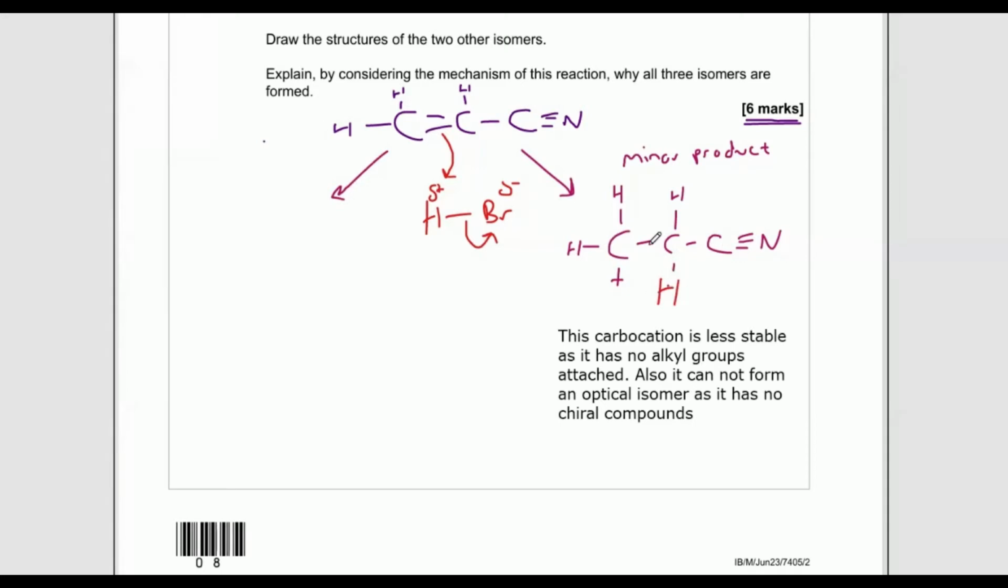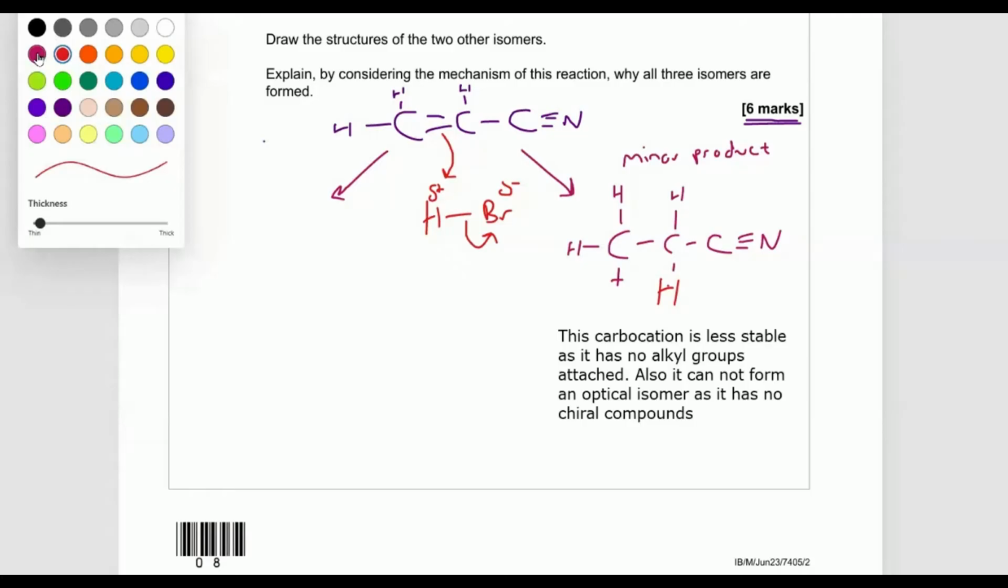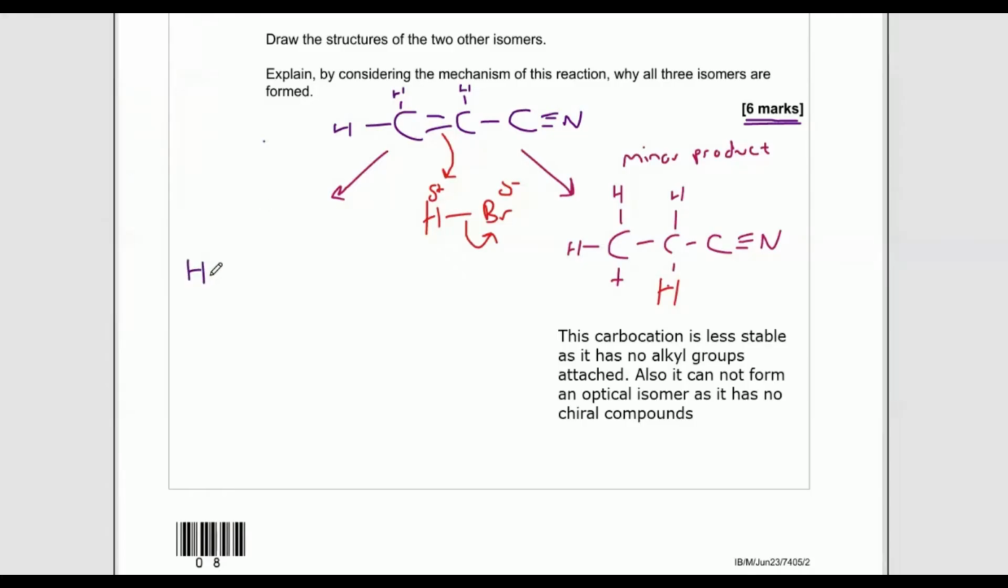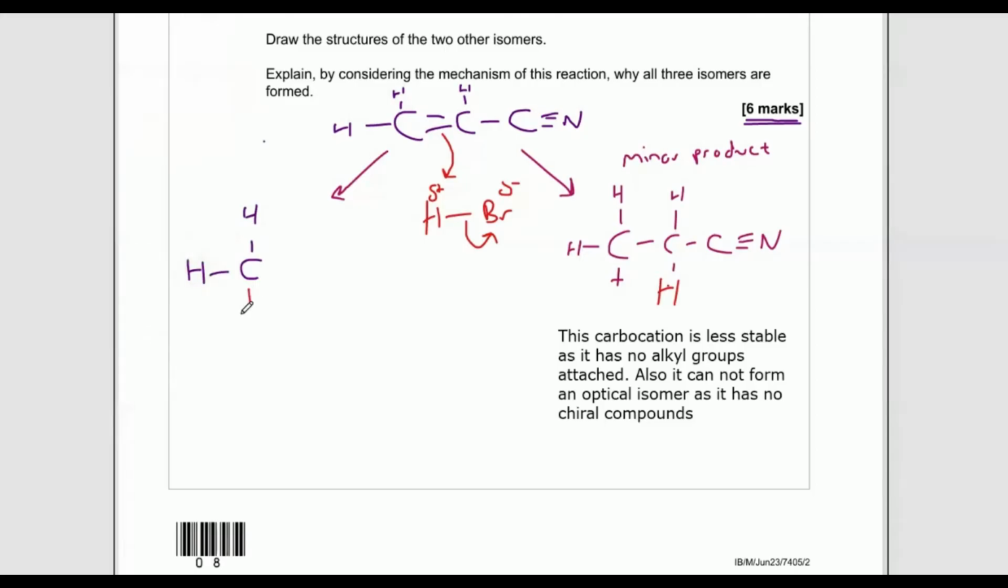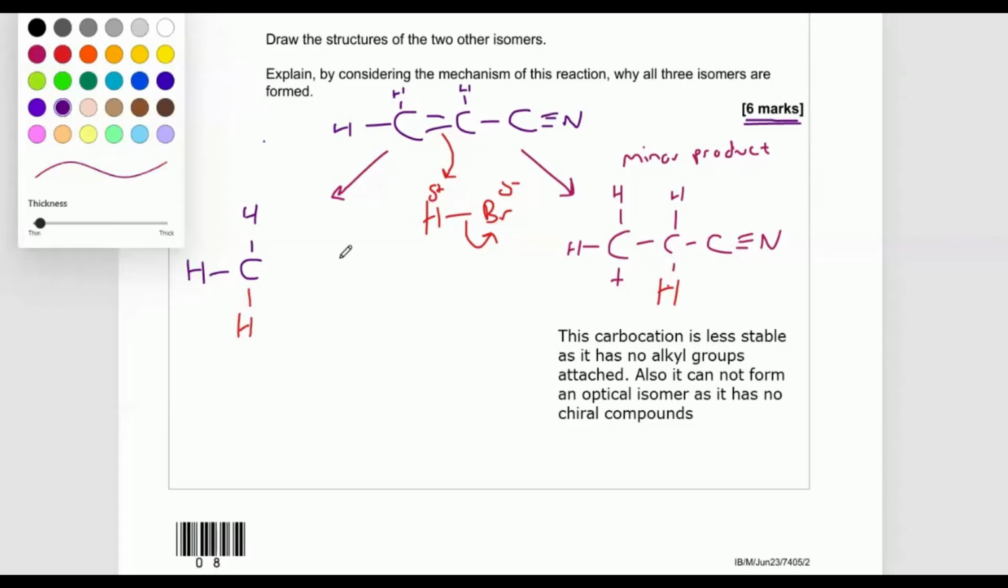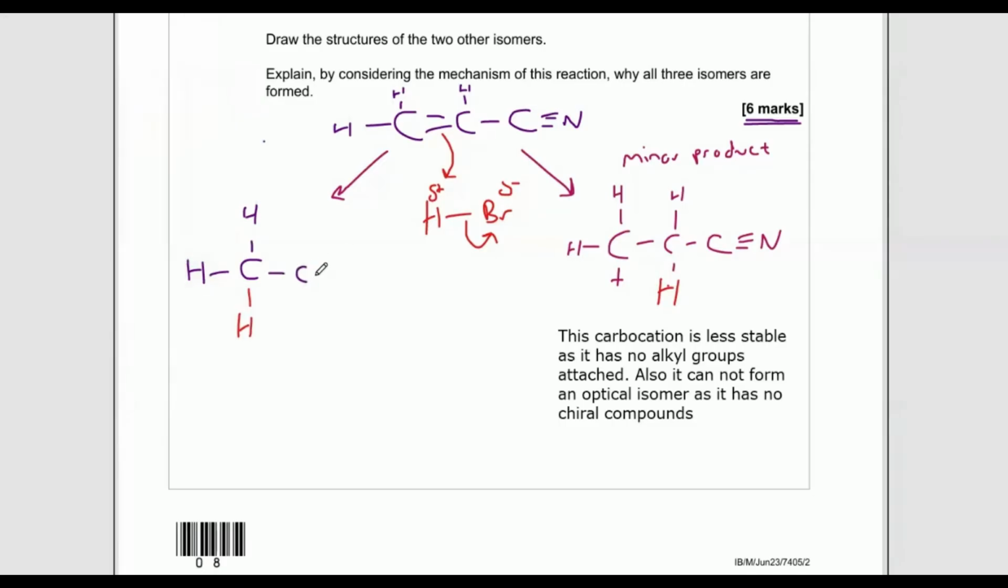Lovely jubbly. So what we want to do here, I'm just drawing that in red just to show you the hydrogen has already attached there. Now let's do the second, the major product. This is the one more likely to form. And it's more likely to form because the intermediate carbocation that is formed before the bromine joins on has more alkyl groups attached.